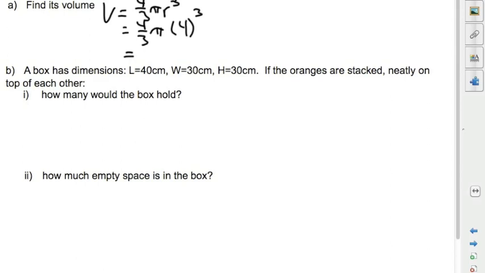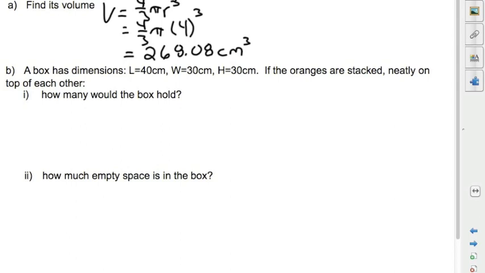Was it like 256? Well, we just did the... 268.08 centimeters cubed. 268.08 centimeters cubed. Okay? So now you know the volume of an orange.